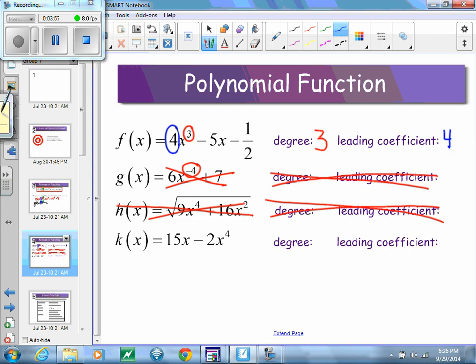With k of x, in the way that it's written, a lot of times people are going to say, oh, the degree of this polynomial is 1, leading coefficient is 15. Be very careful about that because sometimes it's not written in standard form. And so in this case, since 4 is your largest exponent, that means the degree of our polynomial is 4. And then your leading term, even though 15 comes first, negative 2 is going to be our leading coefficient.